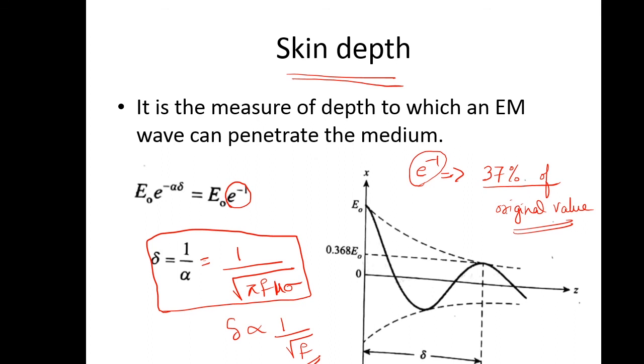So that depth is given by delta. To calculate that, for E0, e raised to minus alpha z is the term. So z is delta when attenuation is e raised to minus 1. So that's what you substituted here. And you got the equation as delta is 1 by square root of pi f mu sigma. So this is a very important term. You have to know what is skin depth and you have to learn this equation. Delta is 1 divided by square root of pi f mu sigma.